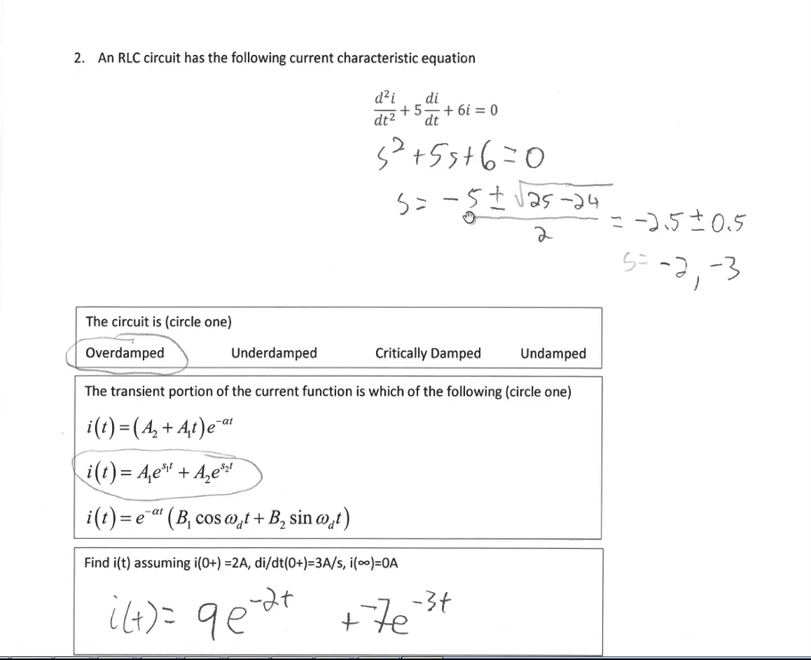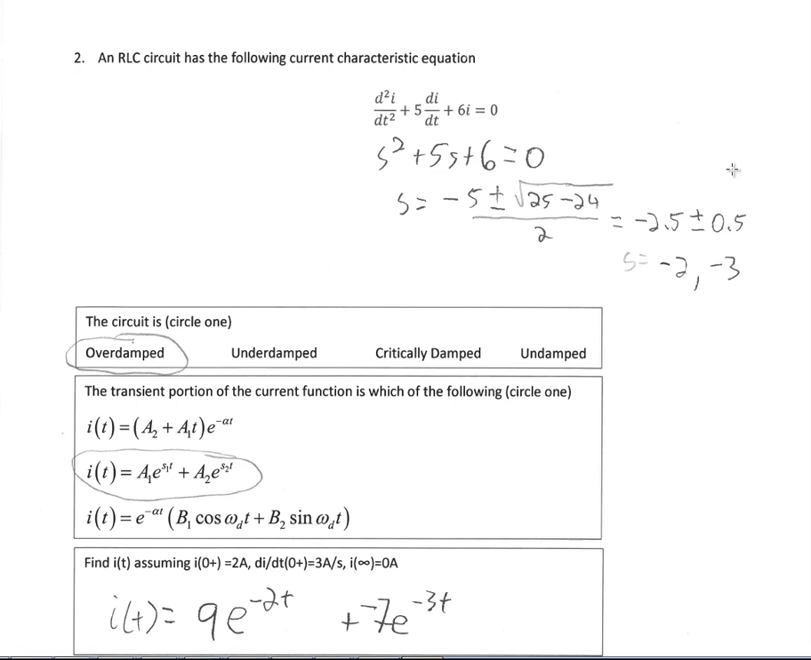Using the quadratic formula and solving, we get negative b, negative 5, plus or minus square root of b squared, so 5 squared, 25, minus 4ac, minus 4 times 1 times 6, is minus 24. And so underneath the radical we're going to get a 1 right there, all over 2a, so 2 times 1. So that yields negative 5 over 2, or negative 2.5, plus or minus 1 over 2, or 0.5. So that gives us solutions to the quadratic of negative 2 and negative 3.